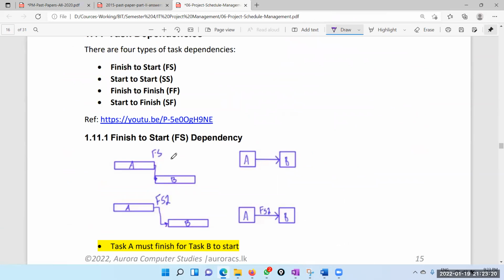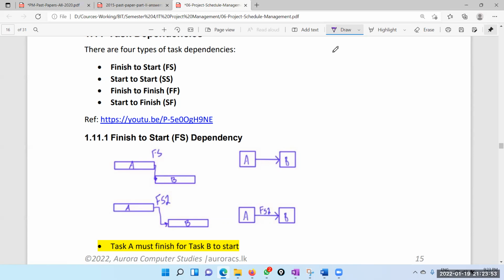Then your examiner might give you, so far when they say dependency, it's always finish to start. But you never know, your examiner might give start to start, finish to finish, or start to finish. The examiner might give you any of those possible dependencies. Then the way you tackle it is a little bit different. The approach is the same, but in the calculations you have to pay attention.